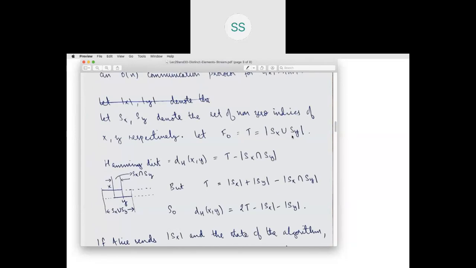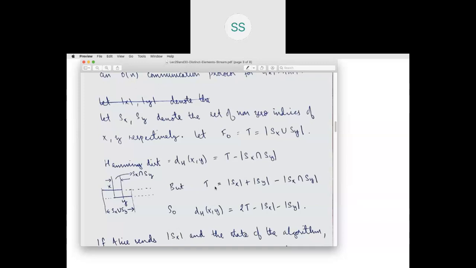What is the Hamming distance? Let's say this line denotes x, this line denotes y, and these dotted lines denote zeros in x and zeros in y. These are the ones in x, these are the ones in y. So Sx union Sy is this entire set. The intersection is the part where they overlap. So the Hamming distance is this part plus this part. The union minus the overlap is the Hamming distance. So the union is t, minus the overlap is the Hamming distance.